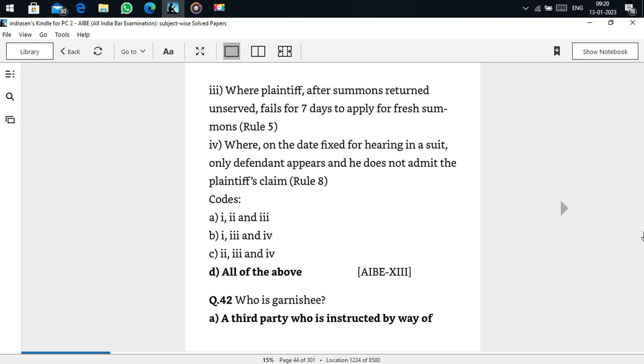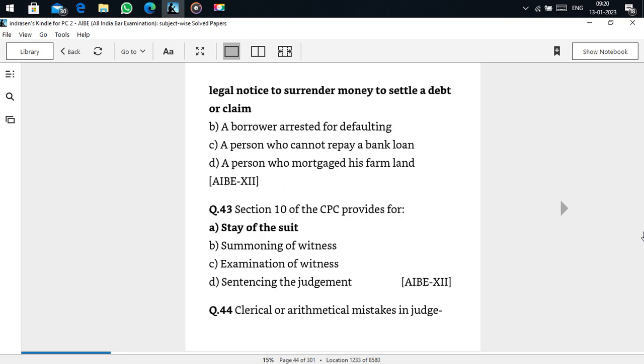Who is a garnishee? We already had a question on the garnishee. A garnishee is a third party who is instructed by way of a legal notice to surrender the money to settle the debt or a claim. Section 10 of the CPC talks about the stay of the suit.